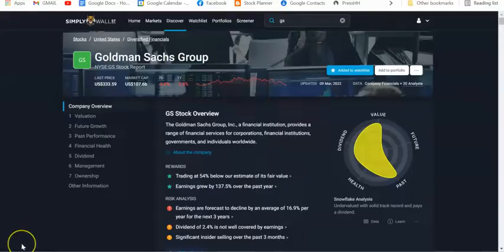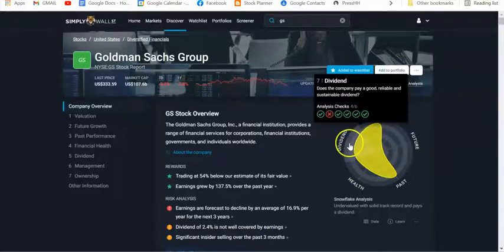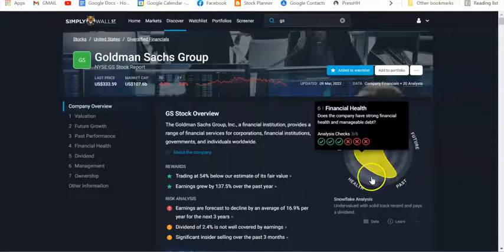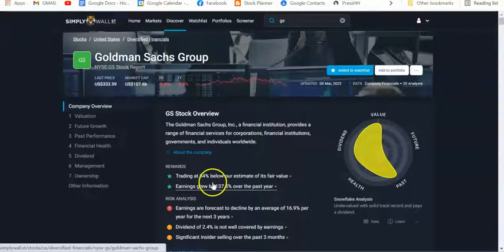And finally, another tool I like to use is Simply Wall Street. It's not free, but many aspects are. In the overview, I like the snowflake, which shows me that this stock is undervalued, it pays a dividend, and had a great past history. Health of the company is fair, but the future does not look bright, because the earnings are forecast to decline by 17%. That's not good. But it is undervalued, which is good. I like undervalued companies that are growing, and this is not growing.